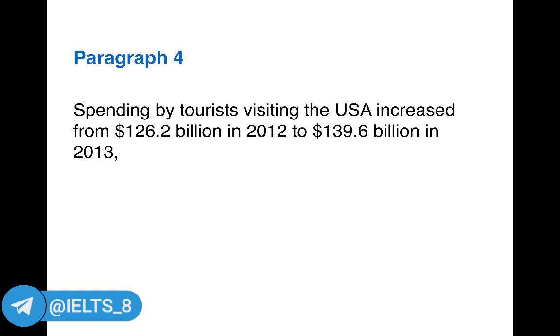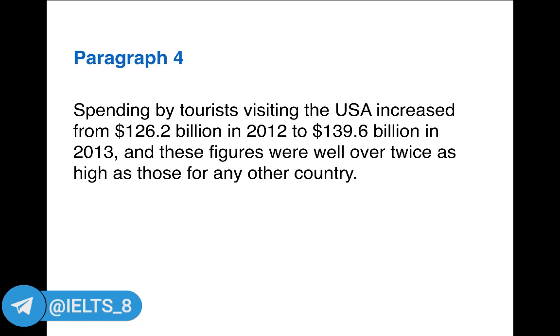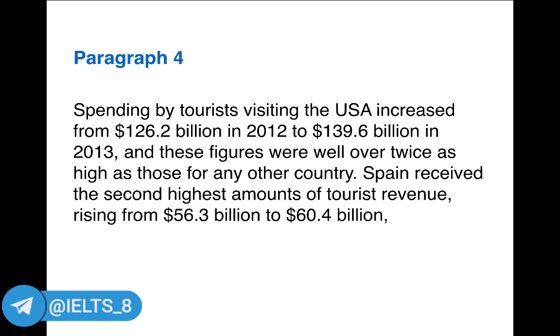Let's see what I wrote in my paragraph. Spending by tourists visiting the USA increased from $126.2 billion in 2012 to $139.6 billion in 2013. And these figures were well over twice as high as those for any other country. So starting off with the highest numbers for the USA. Then, Spain received the second highest amounts of tourist revenue, rising from $56.3 billion to $60.4 billion, followed by France, China and Italy.